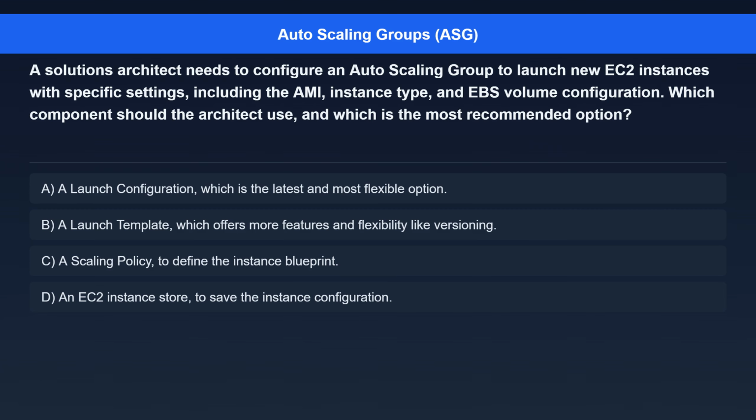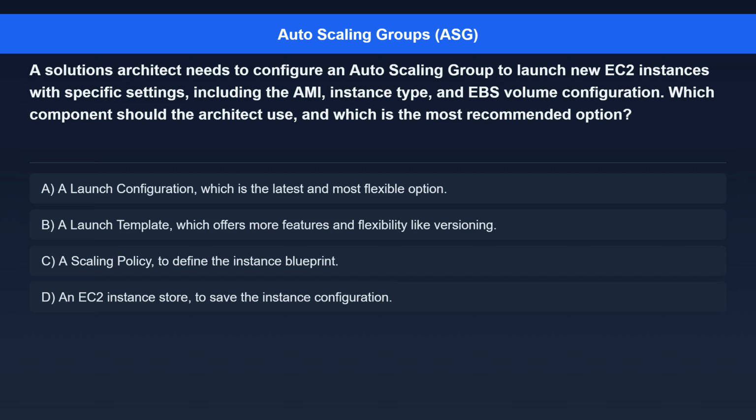Question 1. A solutions architect needs to configure an auto-scaling group to launch new EC2 instances with specific settings, including the AMI, instance type, and EBS volume configuration. Which component should the architect use, and which is the most recommended option?